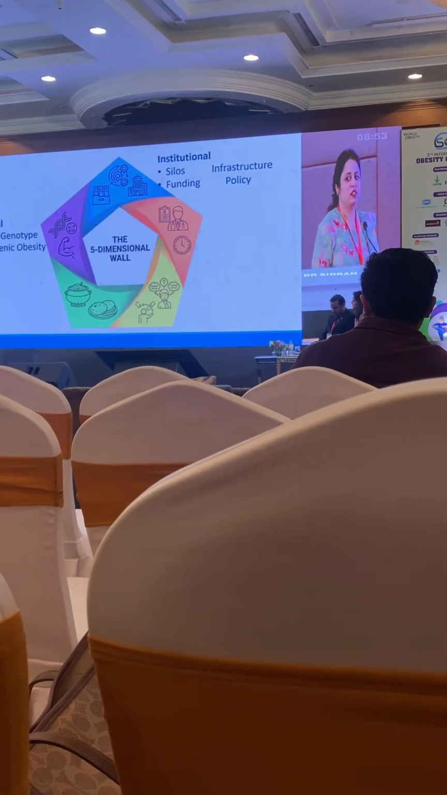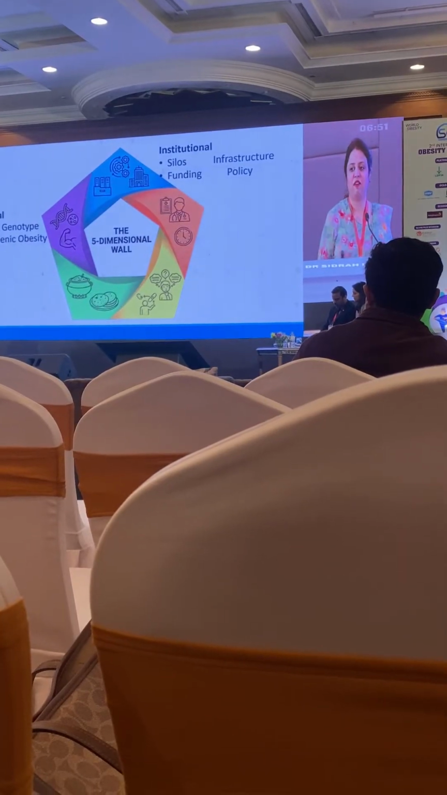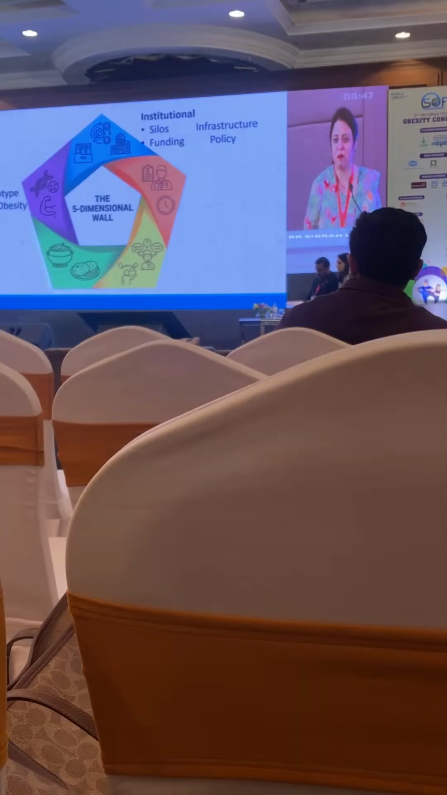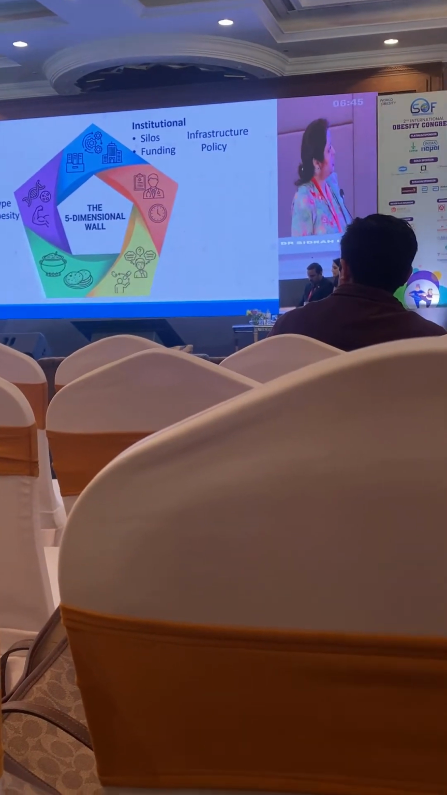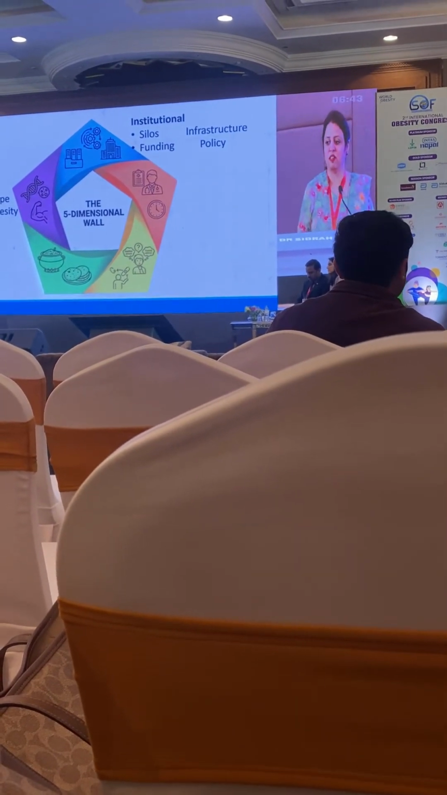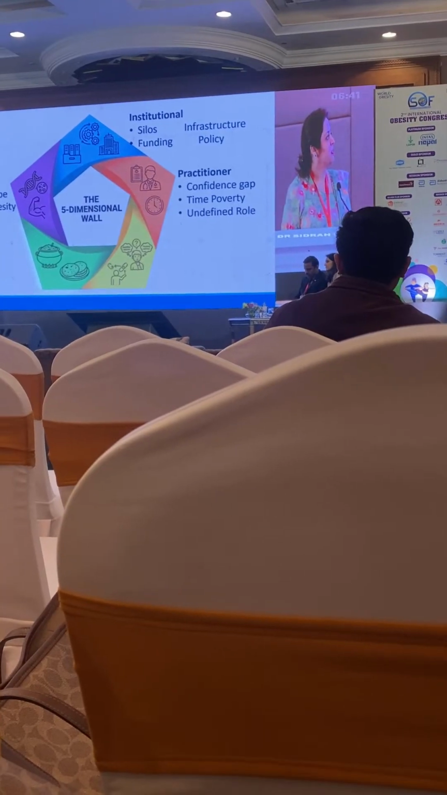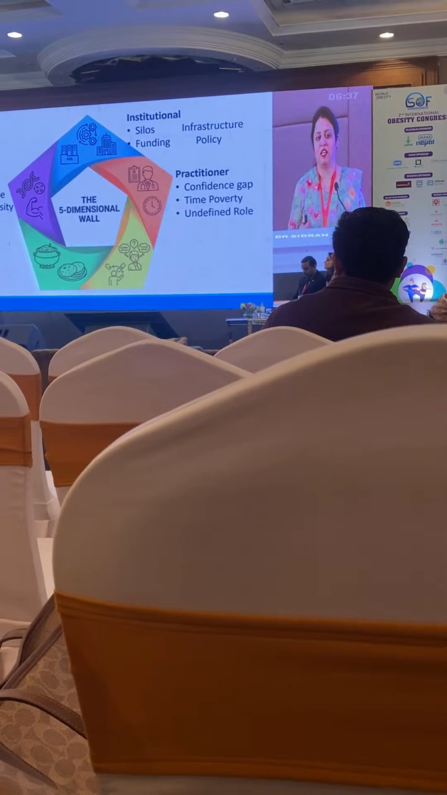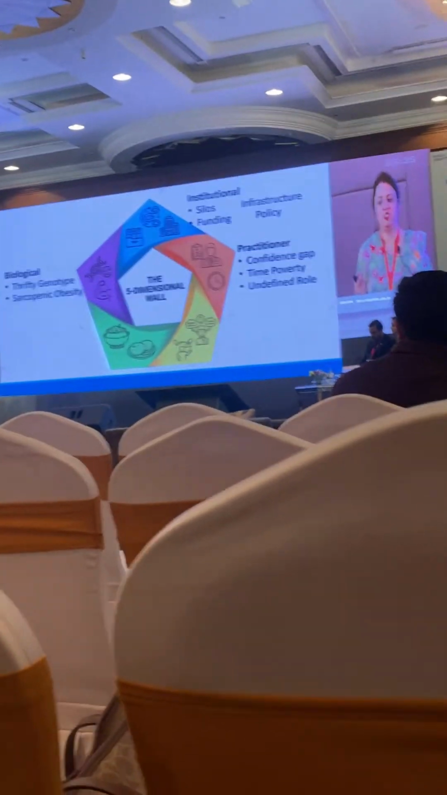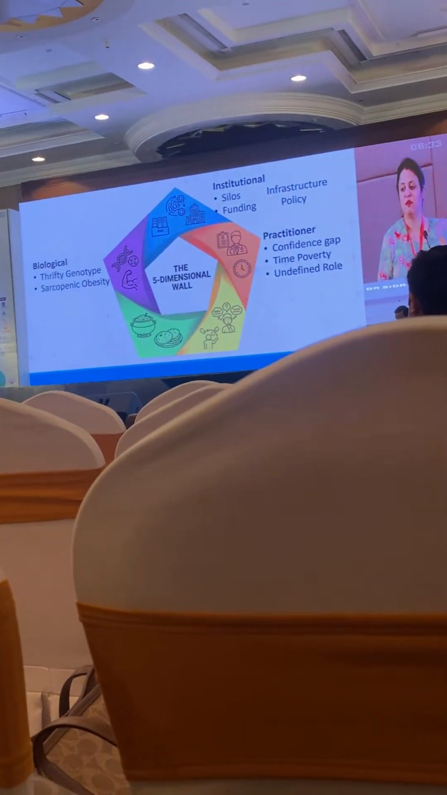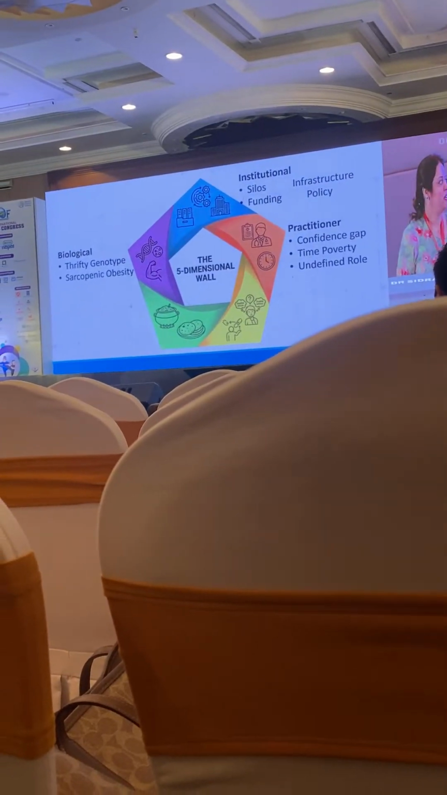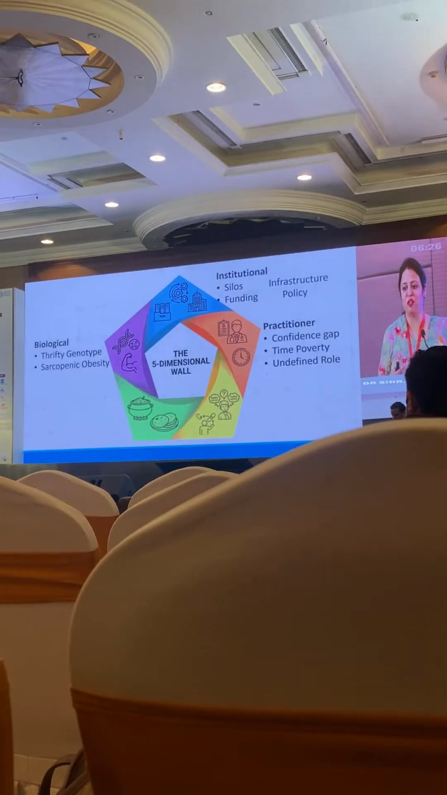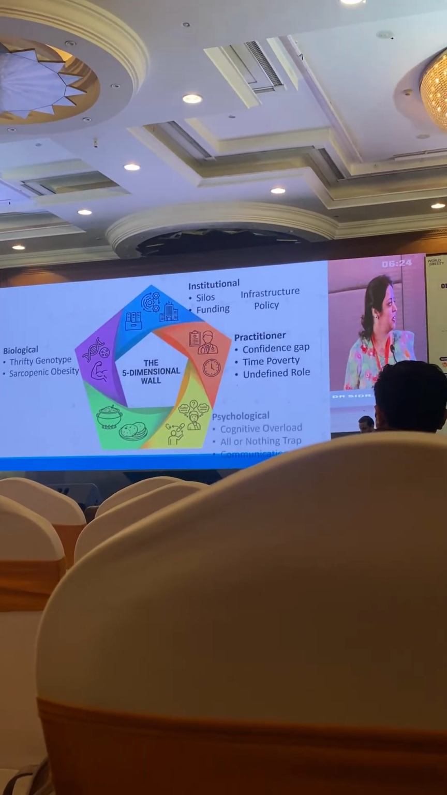The biology, we said we have a thrifty genotype, we have sarcopenic obesity. Can we really do something about it? Can we change our biology? But then there are things that are related to us. The gaps in the knowledge and confidence. We don't have time. And our roles are undefined. We are playing multiple roles in the clinic.